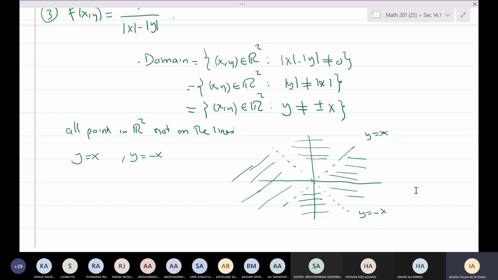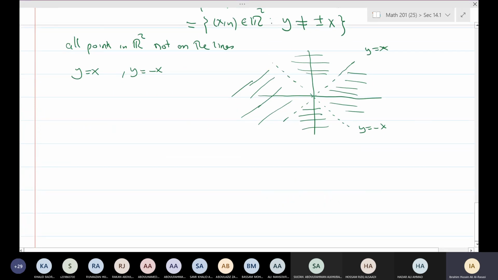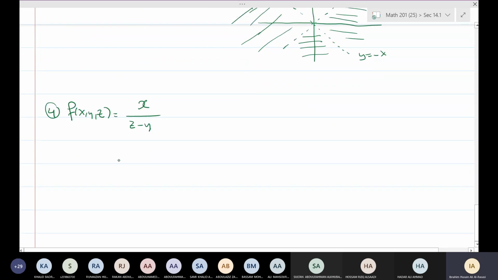What about the range? Well, it is not easy. What about the graph? Again, it is not easy. So we will not ask you about the graph and the range if it is not easy. Okay. Now example number 4. For example here, we have f of x, y, z equals x over z minus y. What is the domain?